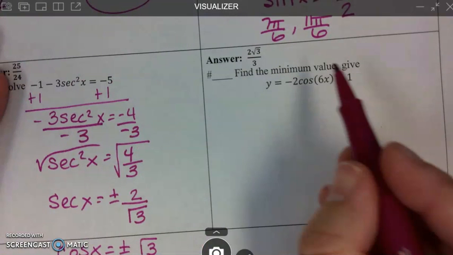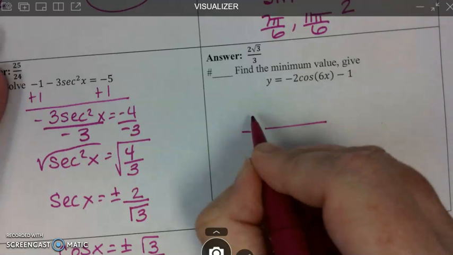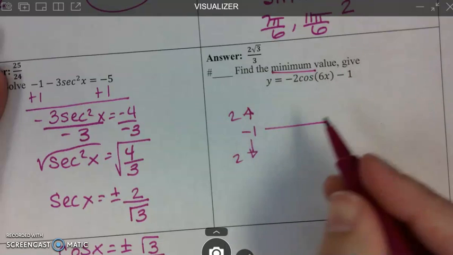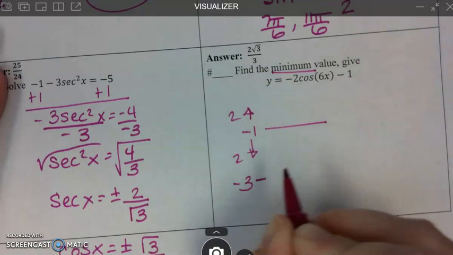Okay. Then last but not least, find the minimum. So here's -1. Okay, and we're going to go up 2 and down 2. But I really just care about the minimum. So -1 down 2 puts me at -3.